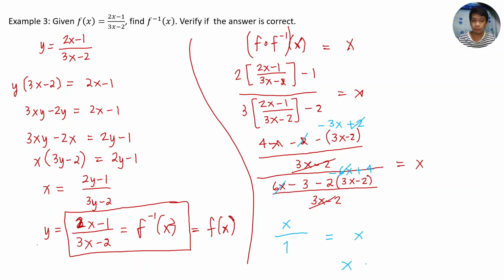And therefore proves that this 2x minus 1 over 3x minus 2 is the inverse of itself. So that is our answer there.